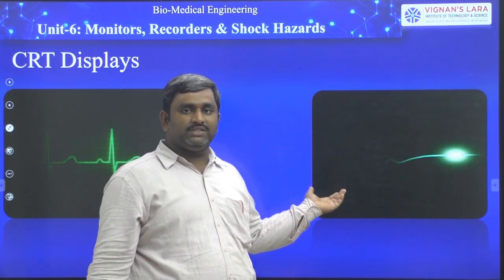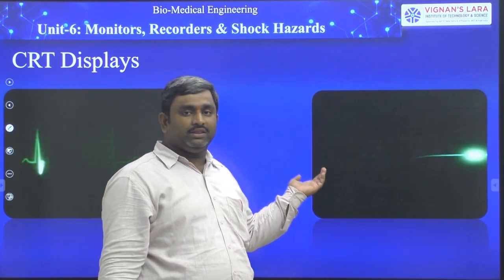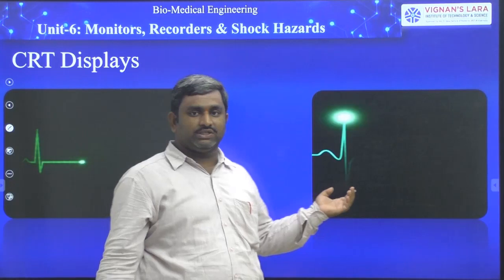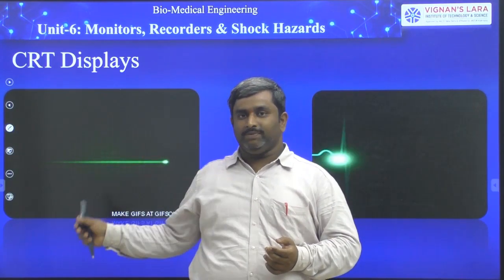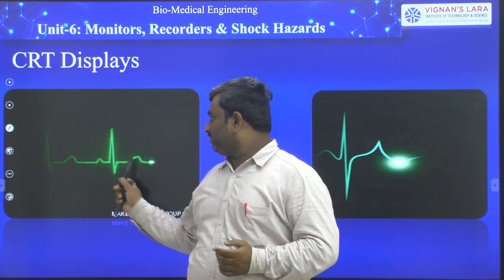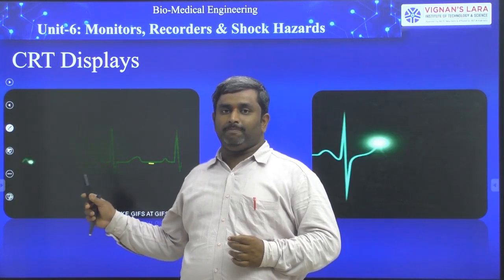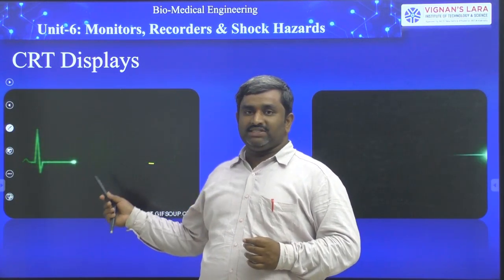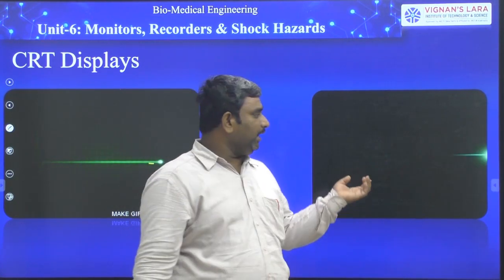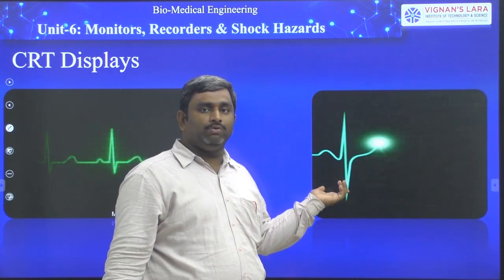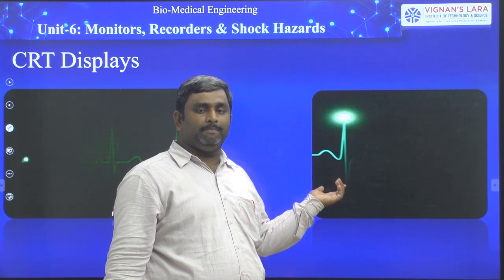So these types of displays we can see wherever speed is required. Here the display seems very fast. Here the display is very slow. Here the speed of this electron beam display is nearly 10 to 25 mm per second. Okay, it may move 10 mm or 25 mm per second. Coming to here, this display has a speed of almost 100 mm per second or 200 mm per second.